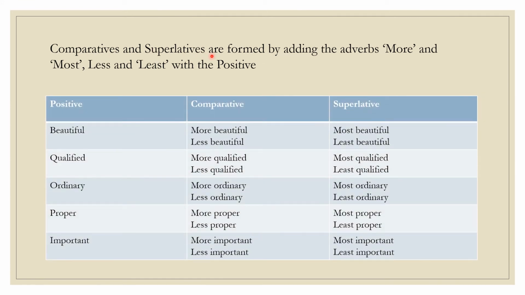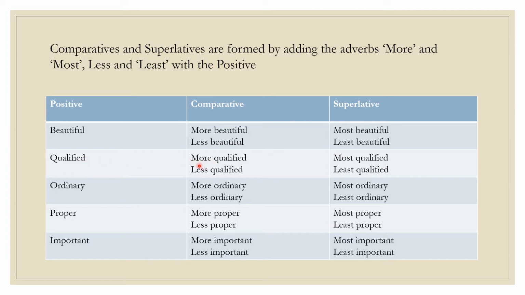Comparatives and superlatives are formed by adding the adverbs more and most, less and least with the positive. Look at the following table: positive, comparative, superlative. So here are a few examples. If in the positive the word is beautiful, in the comparative it will be more beautiful or less beautiful. In the superlative, most beautiful, least beautiful.